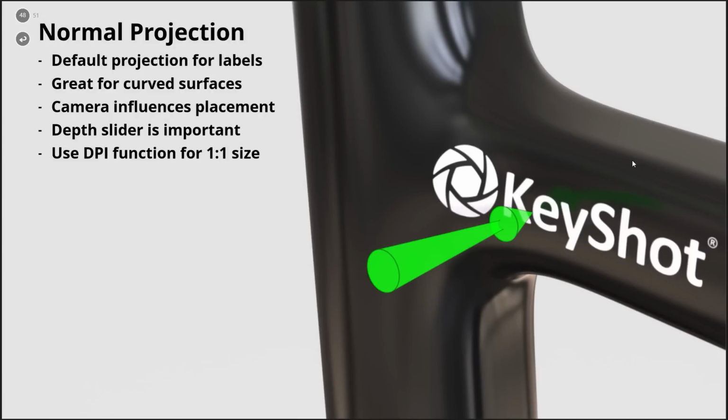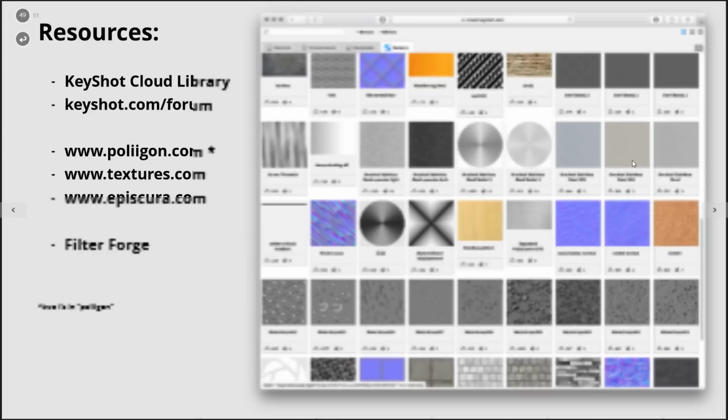Lastly, normal projection. When it comes to working with labels, by default use normal projection, and we'll run through this. Basically, they are good for your curved surfaces or non-geometric shapes, because we can just click to position it, and it will position it based off of our camera position and information, and we'll run through that one again as well. The big takeaway here, DPI. DPI allows us to create one-to-one labels because we can actually know the real-life size.